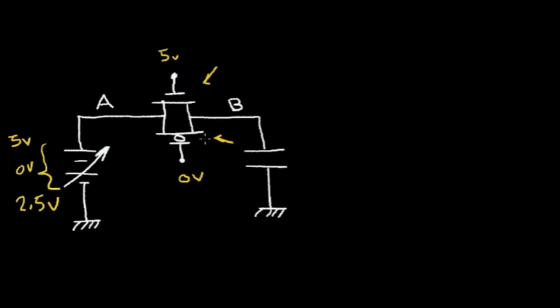So this is the solution. For any voltage at the battery between 0 and 5 volts, we can transfer the full voltage at node A over to our capacitor at node B.